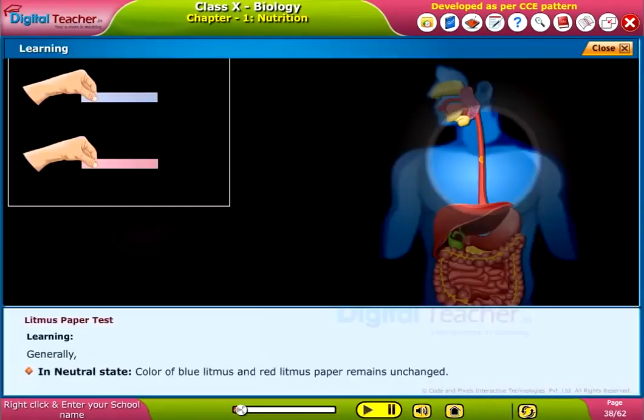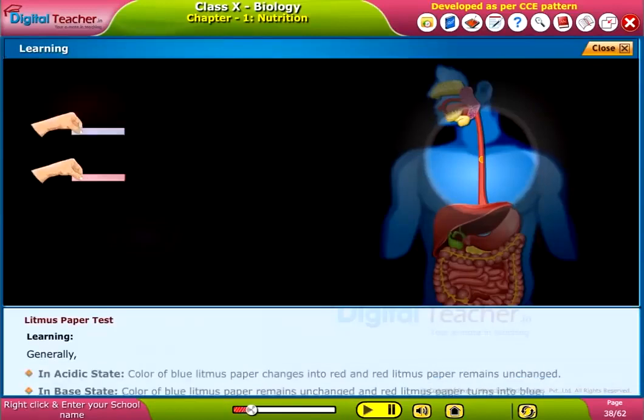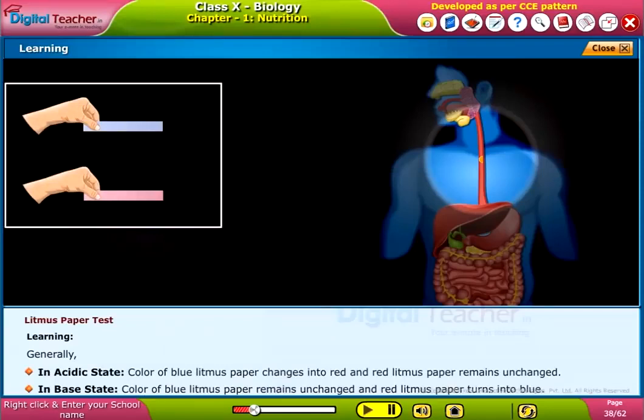Generally, in neutral state, color of blue litmus and red litmus paper remains unchanged. In acidic state, color of blue litmus paper changes into red, and red litmus paper remains unchanged. In base state, color of blue litmus paper remains unchanged, and red litmus paper turns into blue.